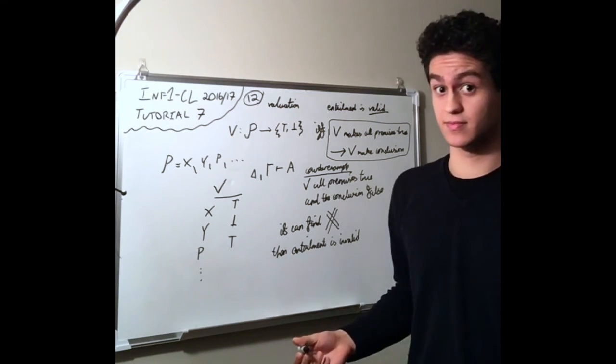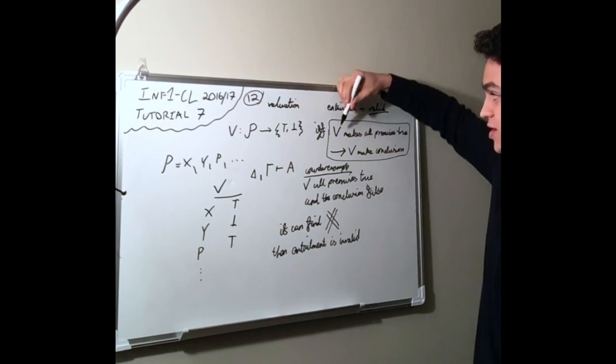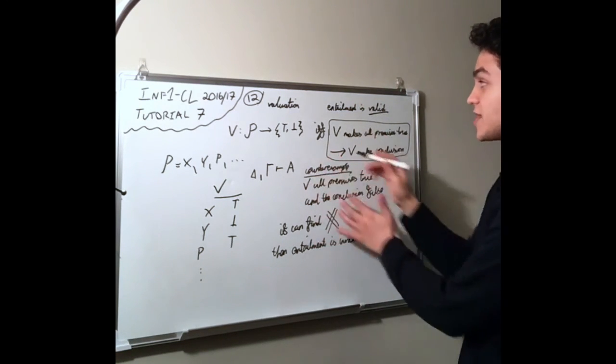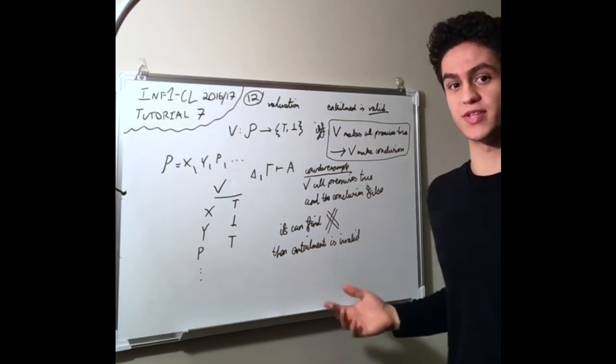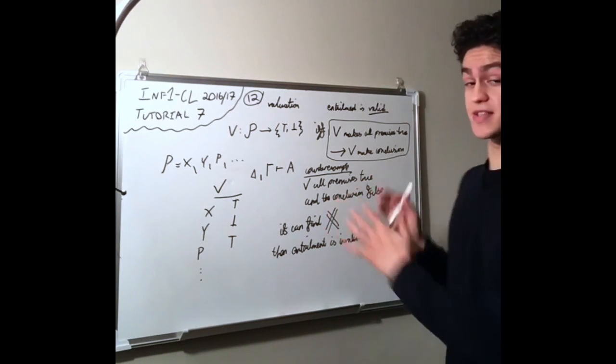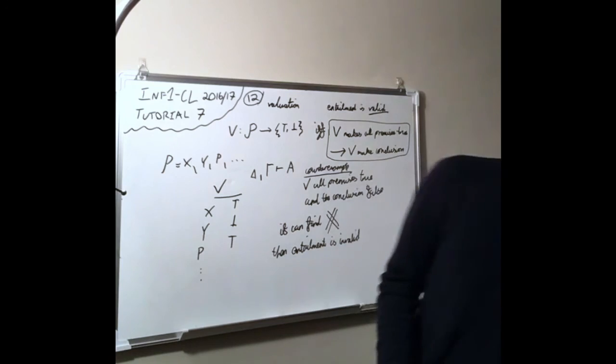And if we can't, then it's valid. Or if we can prove this without resorting to counterexamples, that would also make it valid. But we're going to be using counterexamples to answer this question. So that's why it's important to have this definition of counterexamples.